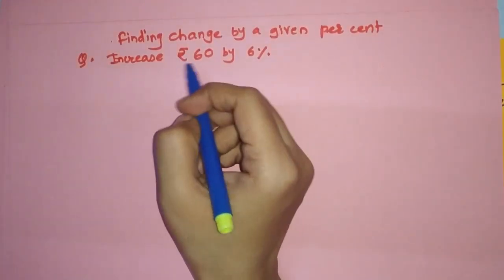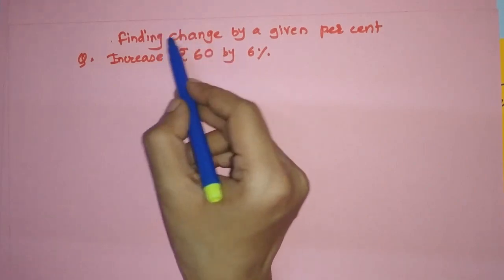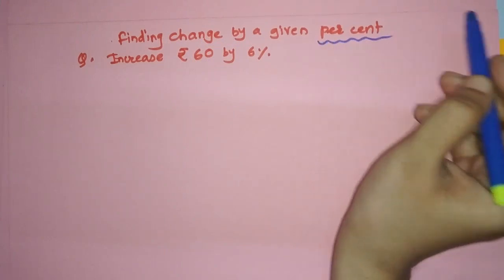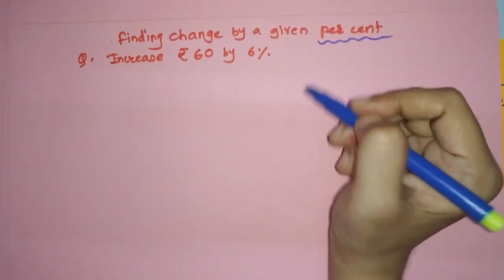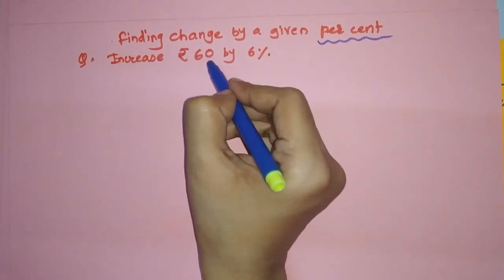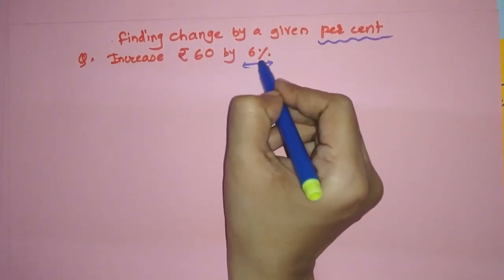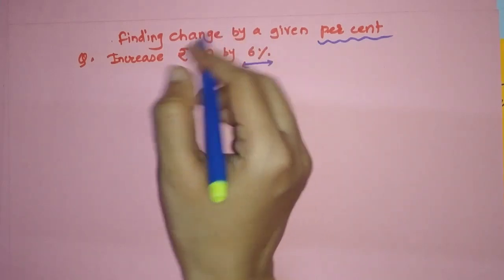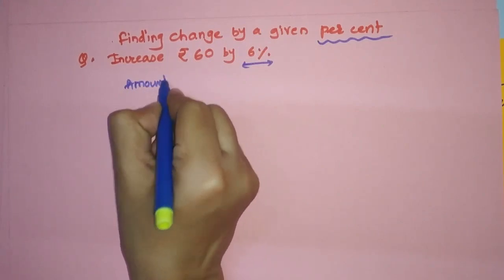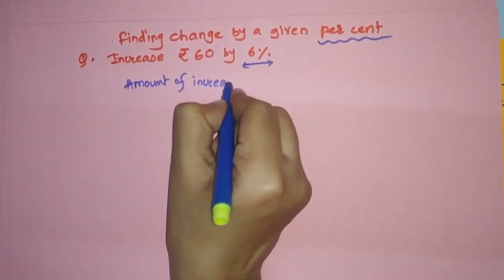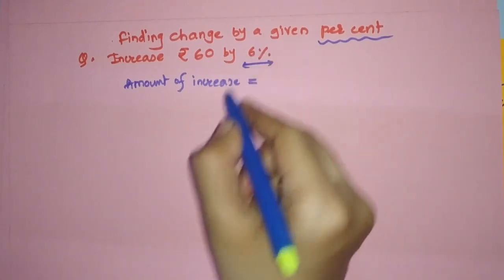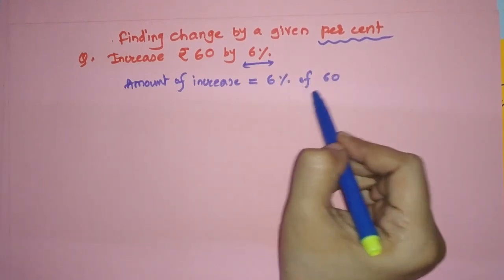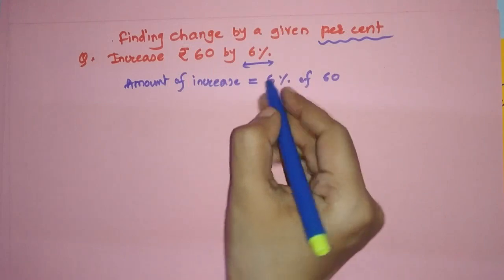So now friends, sometimes in percentage questions we are provided with a change by a given percent. For example, sometimes a percent is provided to you and you need to perform a particular kind of change. Like here: increase rupees 60 by 6%. So we are directed to do a 6% increase in this amount. The given amount is 60 rupees. So first of all, we need to find out the amount of increase. So we'll find 6% of 60, and whatever this comes to, we'll add to the 60.